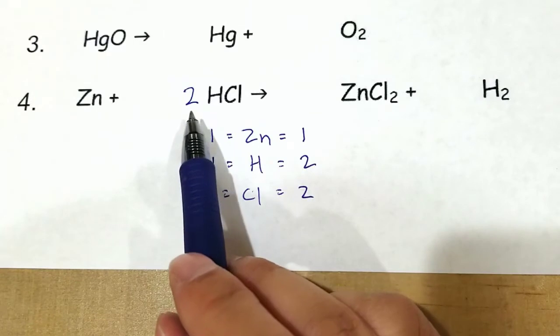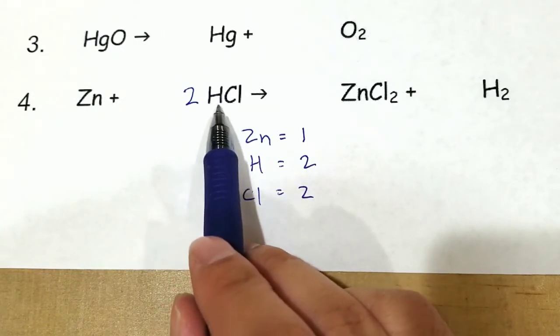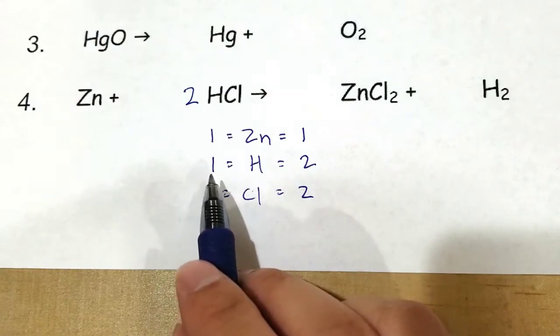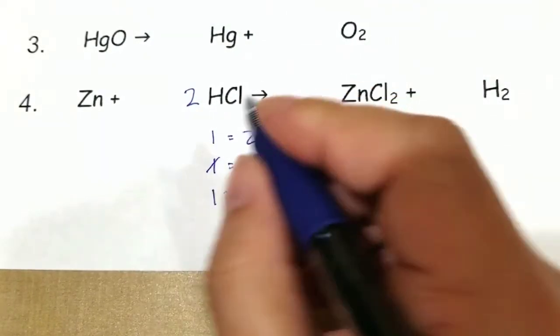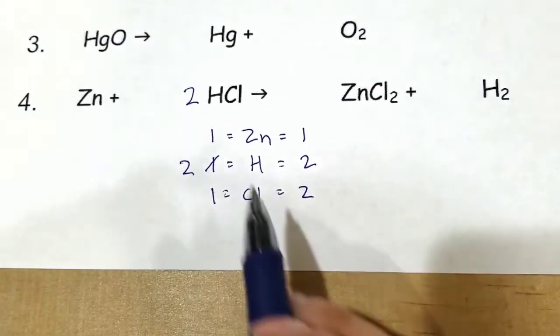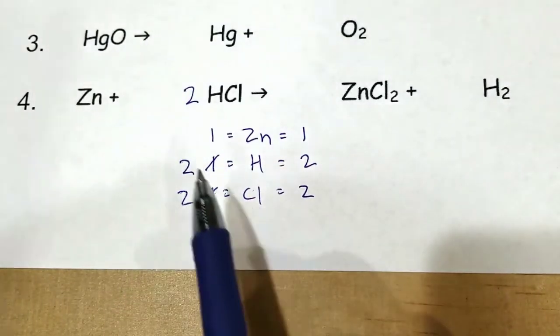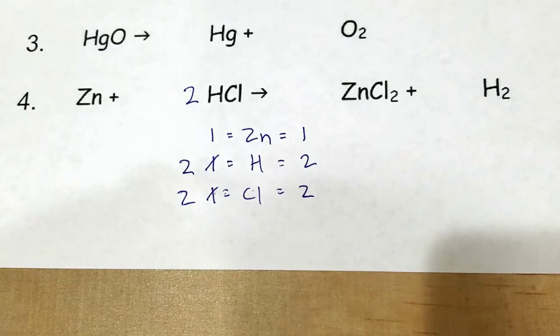So now by putting this 2 here, it has changed both my H and my Cl. So my H has now increased to a 2. I'll cross out the original, and it'll become a 2. And my Cl also changes into a 2. Now notice both sides of the balancer are balanced. That means the equation is balanced.